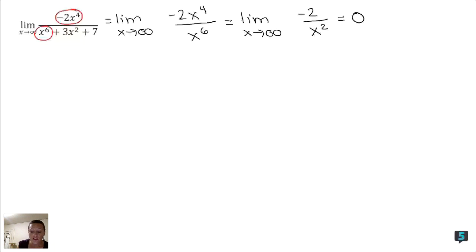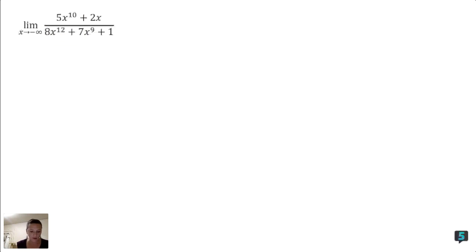Rather than calling these functions top-heavy, I like to call these functions bottom-heavy. The term in the denominator grows faster than that term in the numerator. So these ones are what I refer to as bottom-heavy. Let's check out another one.